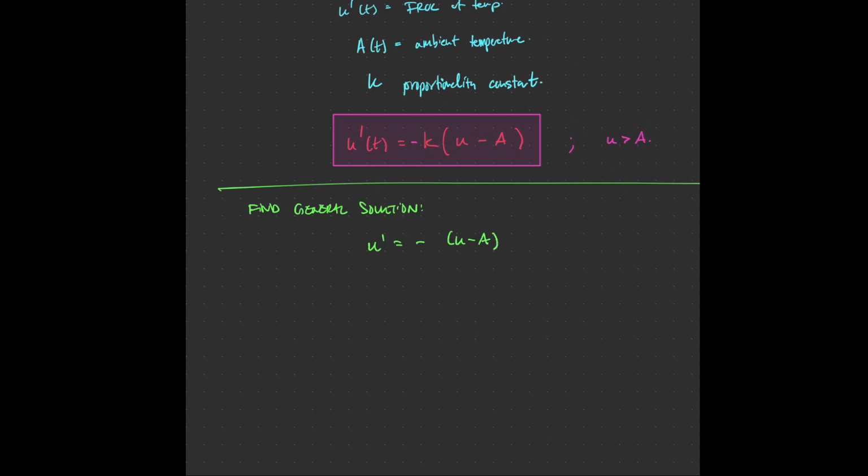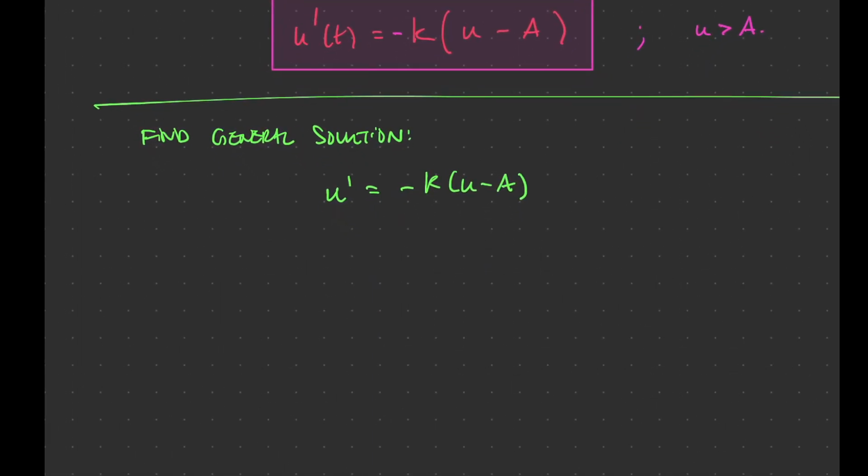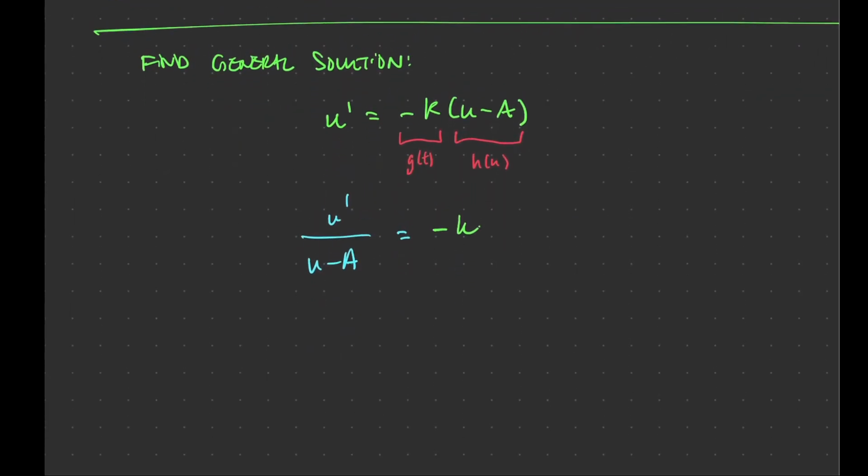So if this is u prime equals negative k times u minus a, if a is held constant, then I can treat this as a function of time, my g of t, and this here can be my h of u. Right, u minus a is a function of u. So then I'll have u prime over u minus a equals negative k on this side. And now I can go through and do the thing.